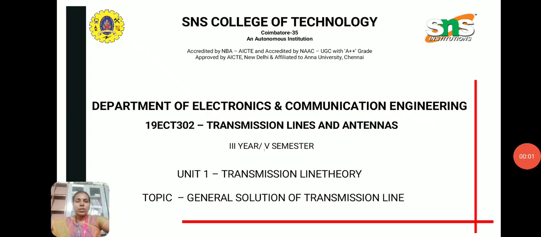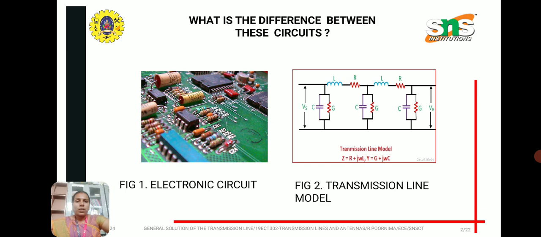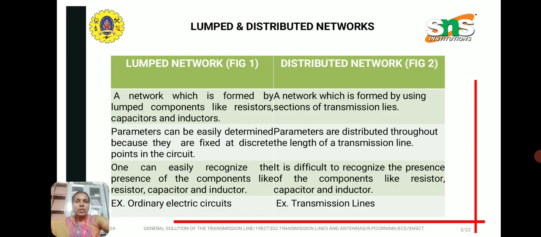Welcome to this video lecture on the topic general solution of transmission line. So in this diagram, what is the difference between these two circuits? The first one is the electronic circuit and the second is the transmission line model. So what is the basic difference? Let's see the answer.